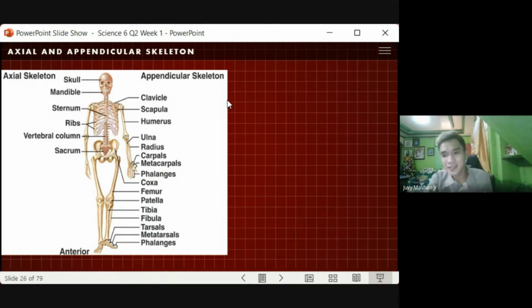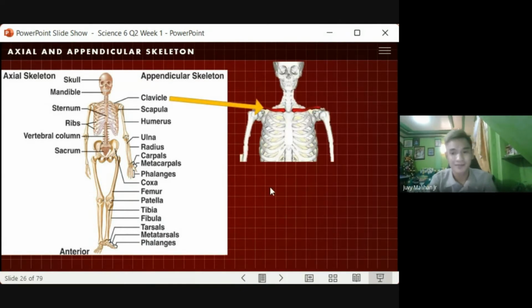So as you can see, class, the parts of the axial skeleton are the skull. We also have the mandible. This is our mandible, class, the jawbone. Okay, we also have the sternum, ribs, and the vertebral column, or what we call the vertebrae. Okay, so on the other hand, the parts that are included in the appendicular skeleton are, first, we have the clavicle. Okay, so take note, class, that the clavicle is also known as our collarbone. Take note of that.